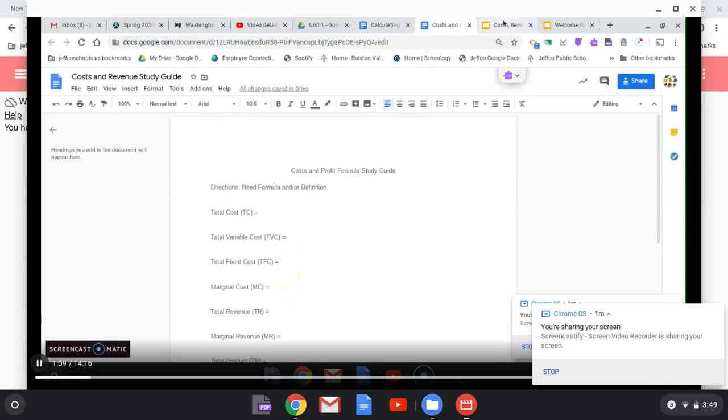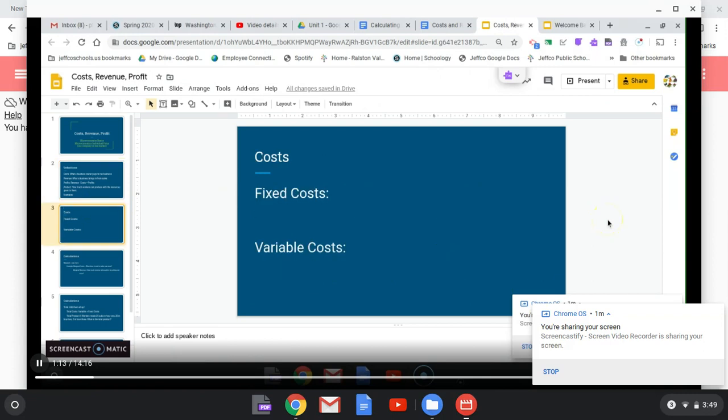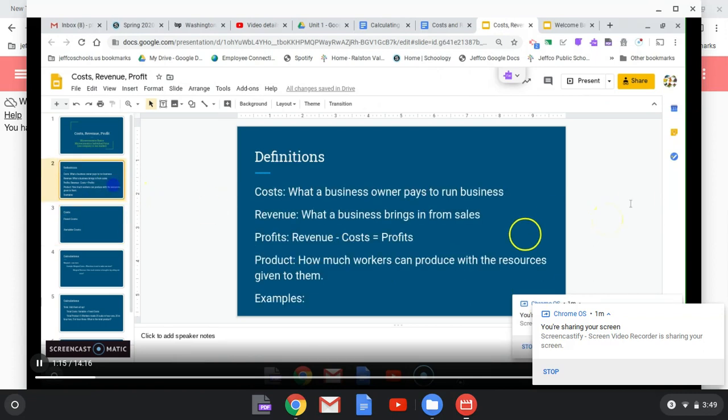So let's run through here real quick. We need to have some basic definitions for you to understand how this works. Again, this should all be in your notebook. If this is too fast for you, that's fine. Pause it. That's why it's a screencast. So here we go. Costs, revenue, profits, and product. These are the four things I need you to know the basics of for us to calculate all the different things later on. So costs.